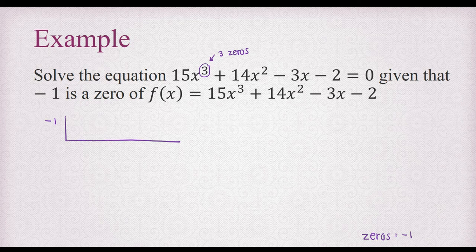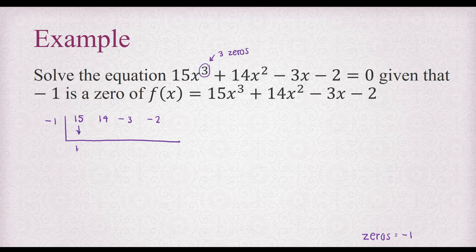And if I'm looking at my dividend, I don't see that there are any missing terms. So that means that we'll have 15, 14, -3, and -2. And you'll know that you made a mistake if you don't get 0 for your remainder, okay? Because if it's telling us that it equals 0 and I'm giving you a 0, if you don't get 0 for your remainder, you know you made a mistake somewhere.